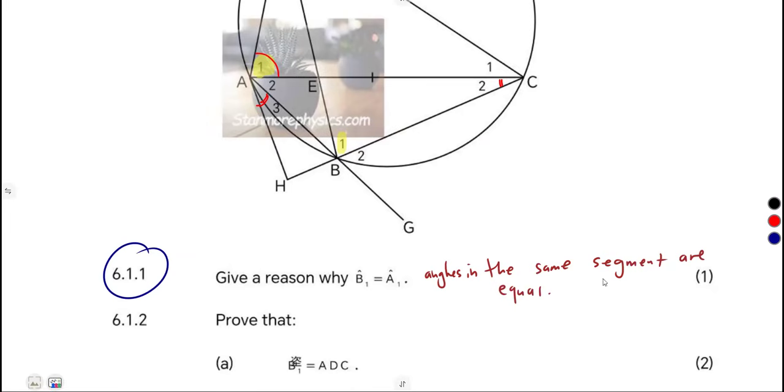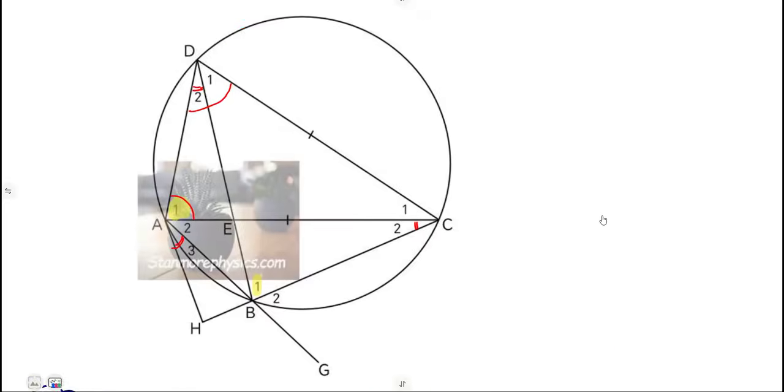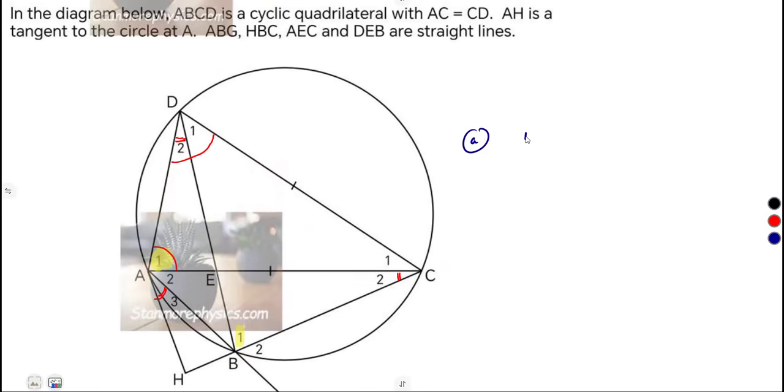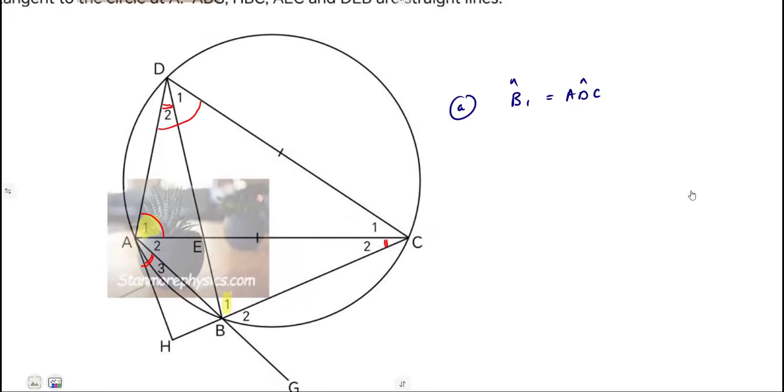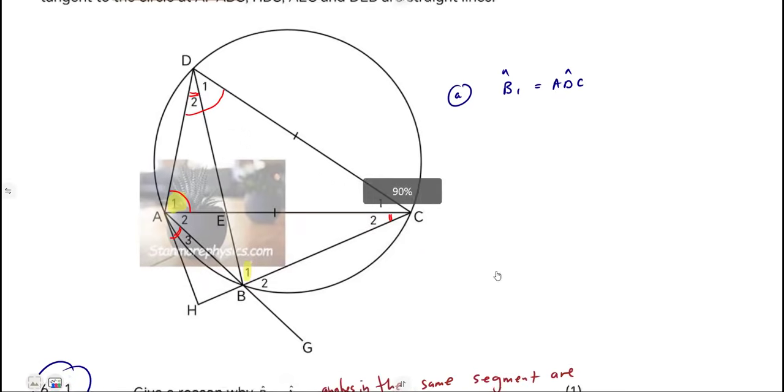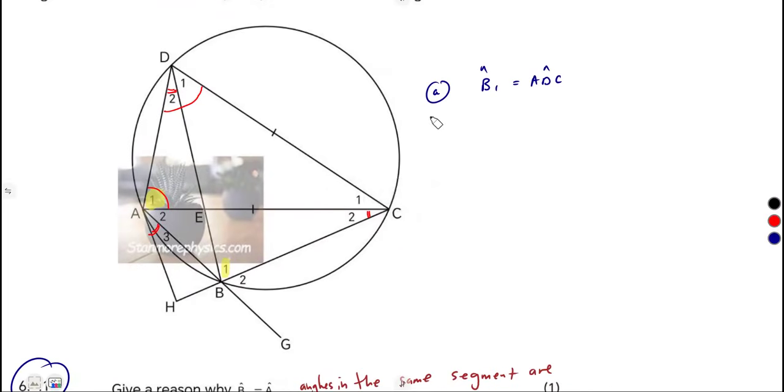Then another one, 6.1.2: prove that angle B1 is equal to angle ADC, all right, for 2 marks. So angle B1 is equal to ADC. How can we prove this? Angle B1, this is our angle B1 here. We already know that it is equal to angle A1, but they want us to prove that it is equal to ADC.